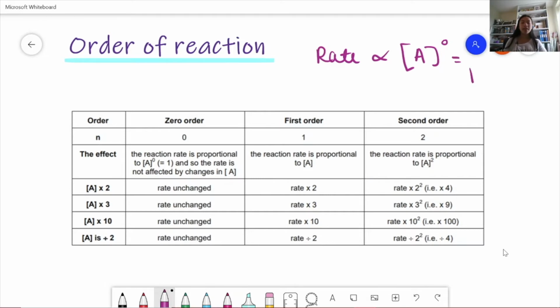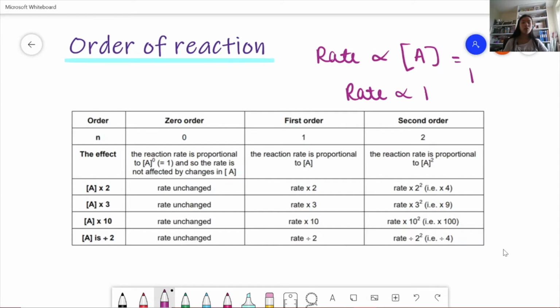And so that means that the rate is directly proportional to 1. But 1 is a constant. And so that means that no matter what you do to the concentration of A, the rate is not affected, because the rate is directly proportional to 1, which is a constant, so never ever changes, and it isn't dependent on A.